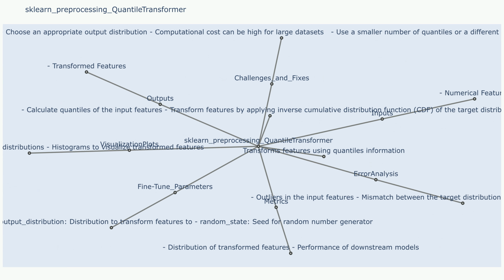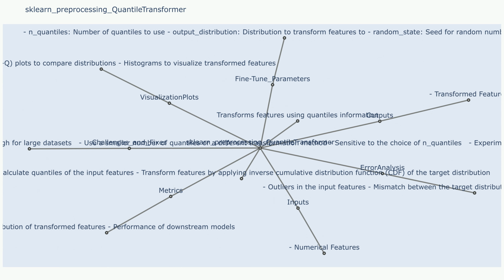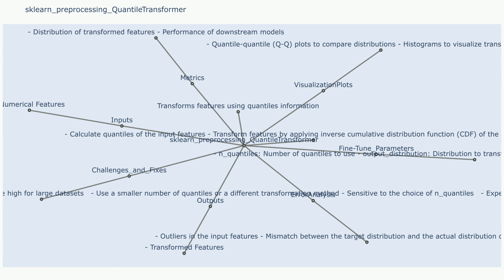Challenge 2. Memory consumption. The quantile transformer can require significant memory, especially when dealing with large datasets. Sample use case that resulted in challenge 2: when working with a dataset with millions of samples and thousands of features, the memory required to store the quantiles and perform the transformation might become excessive.